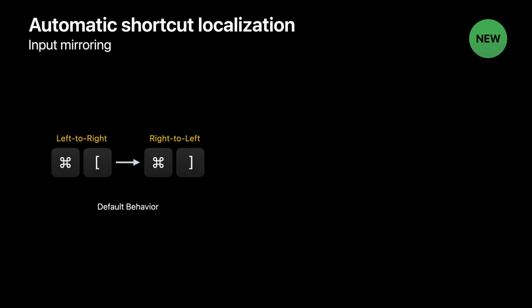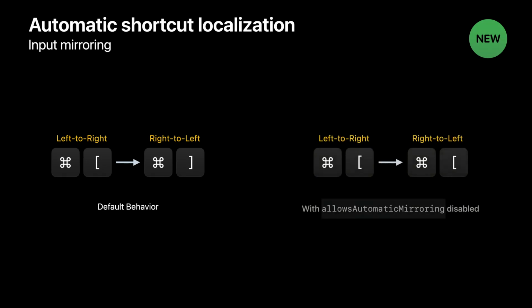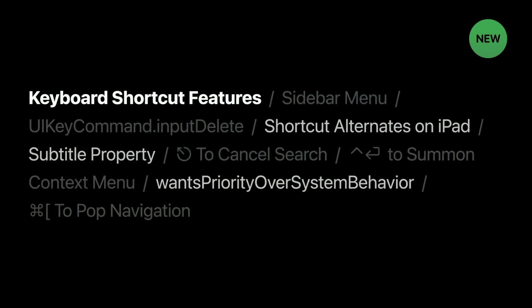When the system localizes shortcuts, it also mirrors them for right-to-left layouts. For example, a shortcut to navigate backwards with command left bracket is flipped to command right bracket. If a shortcut shouldn't be mirrored, set the command's allows automatic mirroring property to false to disable mirroring without disabling automatic localization entirely. iPadOS 15 is a huge release for keyboard shortcuts. There's a ton of other enhancements on top of everything we've covered today.